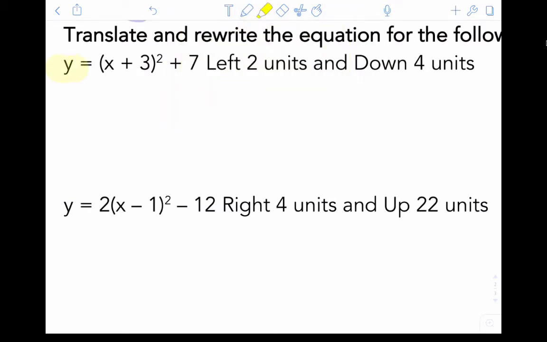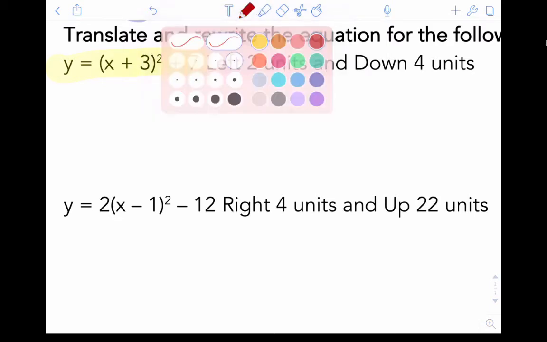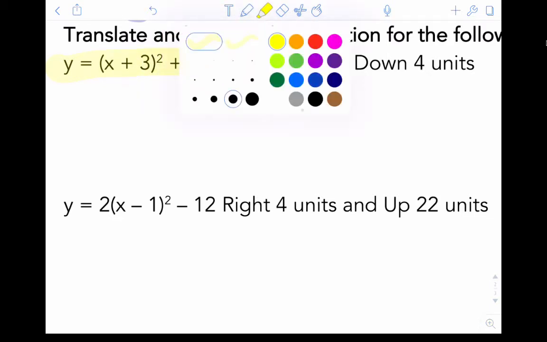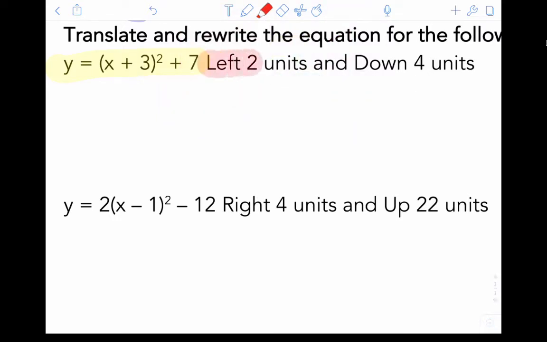Y equals the quantity x plus 3 squared plus 7. So first I am thinking about my h, which is left and right. So we're going left 2. So my h starts at 3 and it goes left 2. If it's going left, then that means it's increasing. So I'm going to add 2, so my h becomes 5.